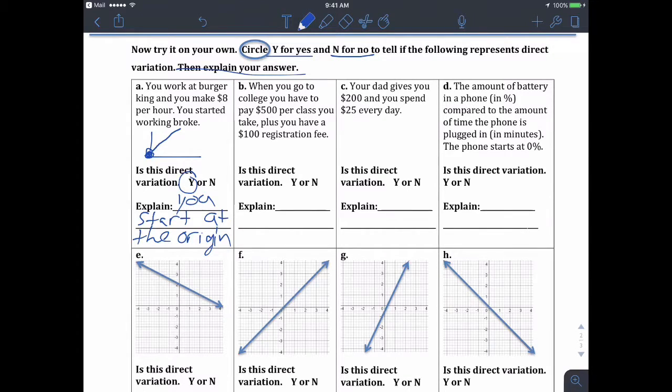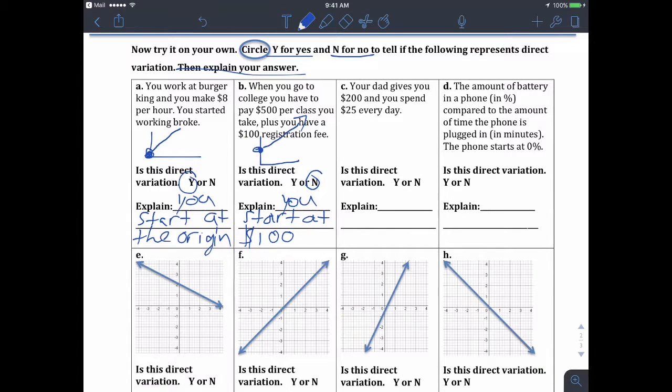Now for B, it says when you go to college, you pay $500 per class you take, plus you have to pay $100 for registration fee. Since you pay $100 before you take any classes, you're not starting at the origin. Then each class you take, it increases by 500 each time. So for this one, we'd say no, because you start at $100 instead of $0 at the origin. All right, do C and D on your own, and then we'll go over it.